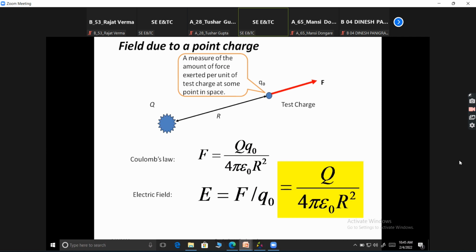So finally, if I substitute this F in the electric field equation, Q naught and Q naught will get cancelled out. You will get Q by 4 pi epsilon naught R square. Now observe the difference between F and E. F exists only if the two particles are there, but the electric field intensity exists even when it is alone, if the particle is there. There is a difference between these two.